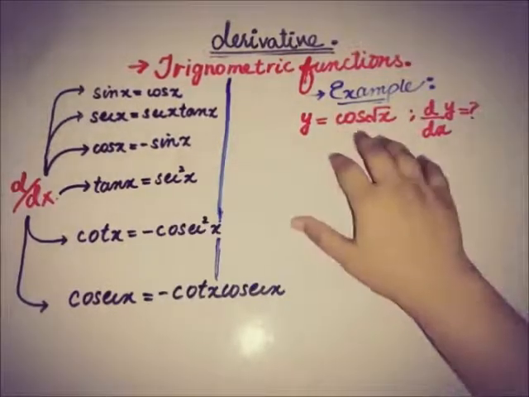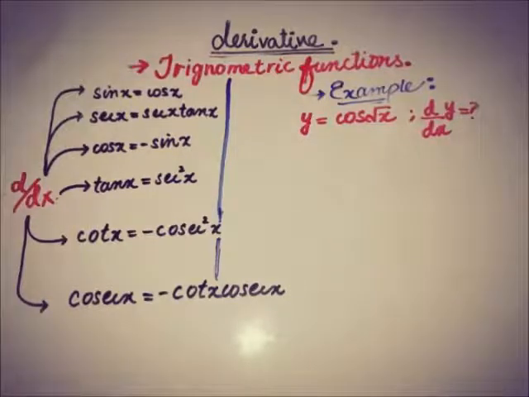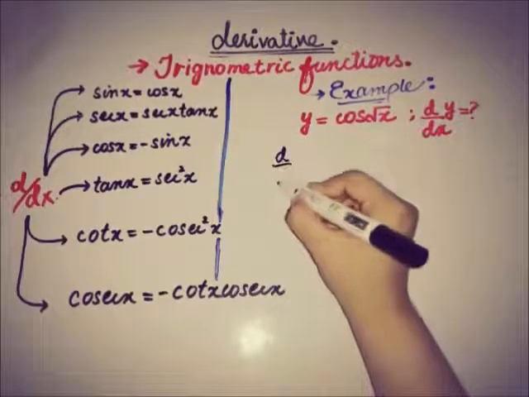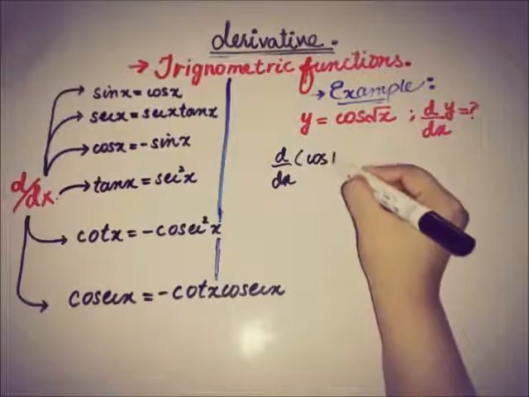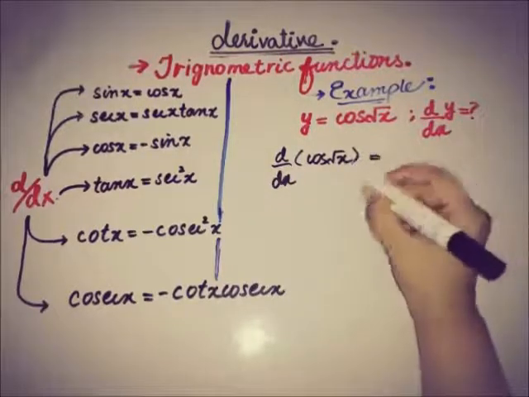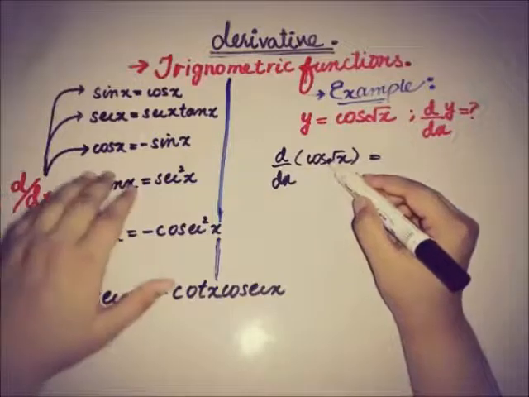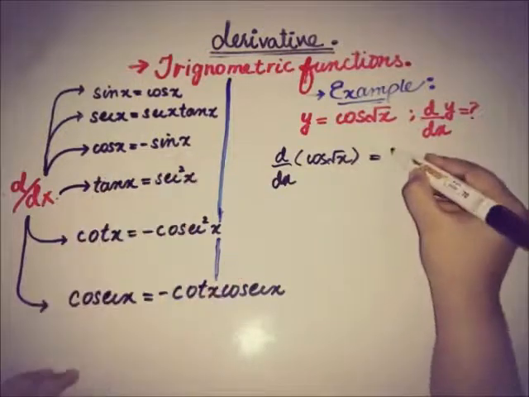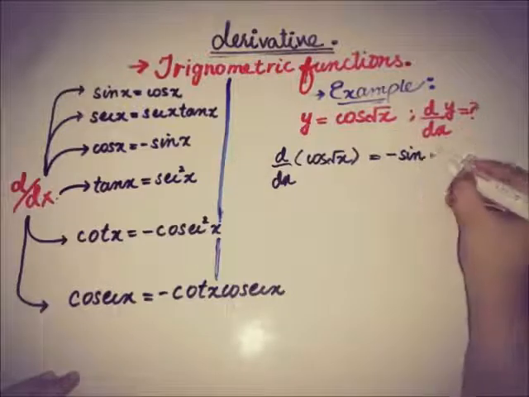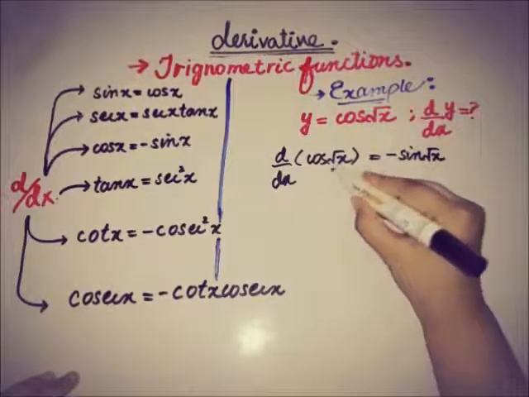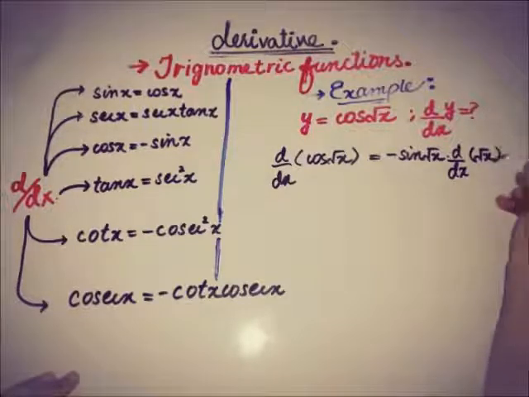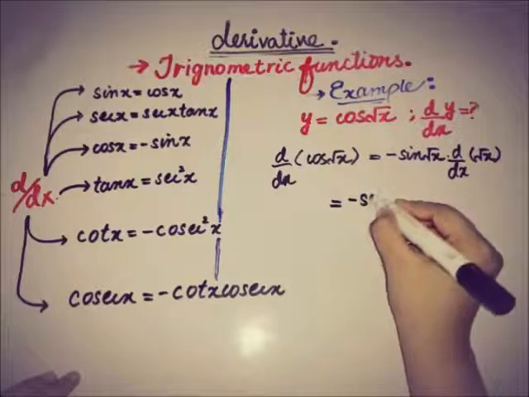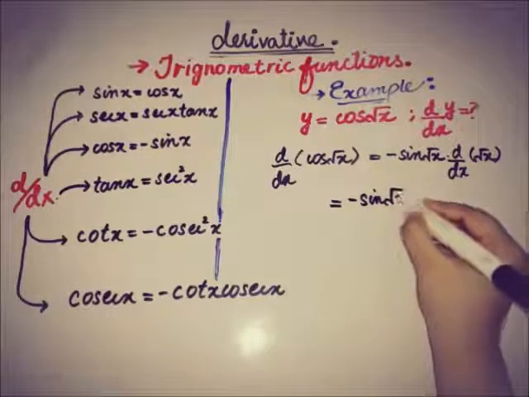If y is equal to cos of under root x, and we have to find the rate of change of y with respect to x, then what we have to do is: we know the rate of change of cos x is minus sine x. So minus sine under root of x, then the rate of change of under root x. This is really important.